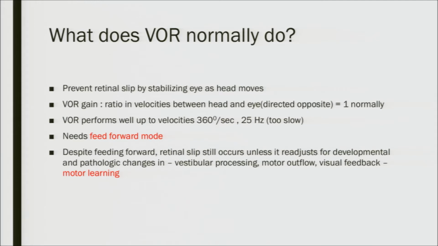So let's talk about the normal vestibular ocular reflex. I think a lot of it has been said about it already, but what we basically know is when the head moves in one direction, the eyes move in the opposite direction at the same velocity. So the ratio between the two velocities has to be 1 for us to have a normal vestibular effect. You have a normal balance.